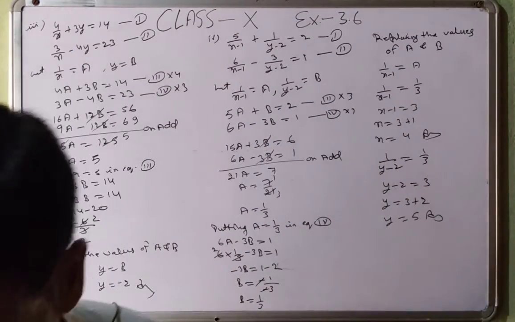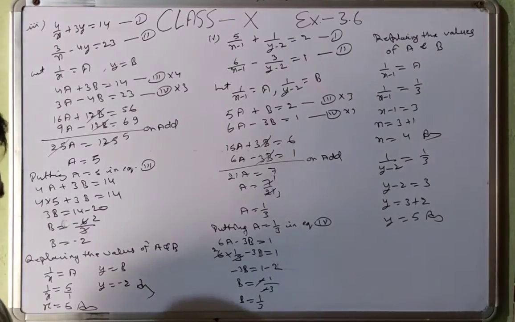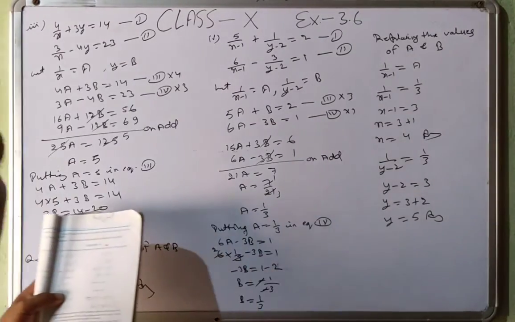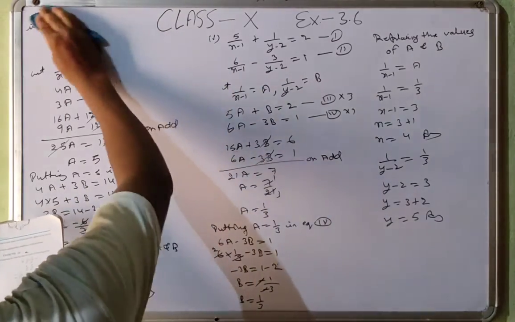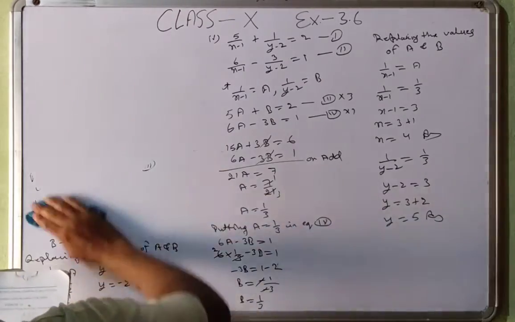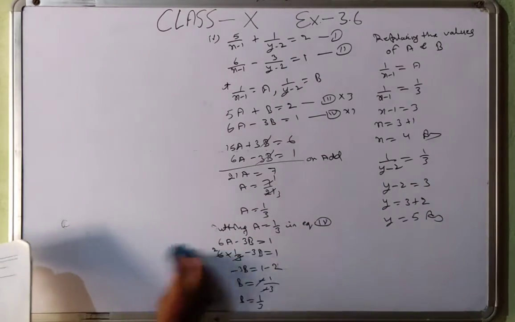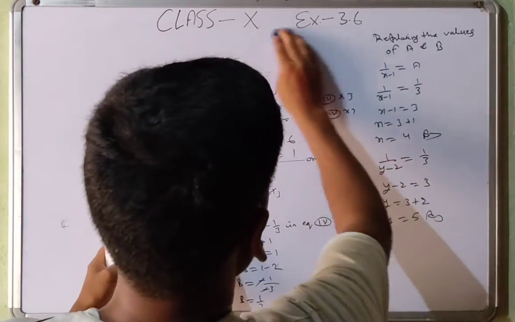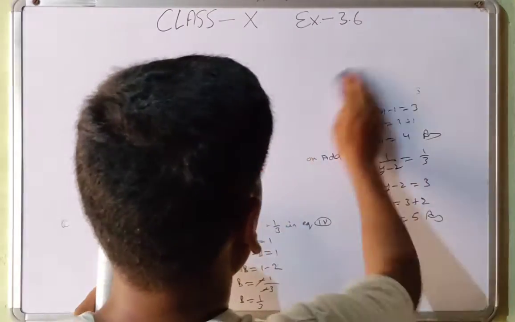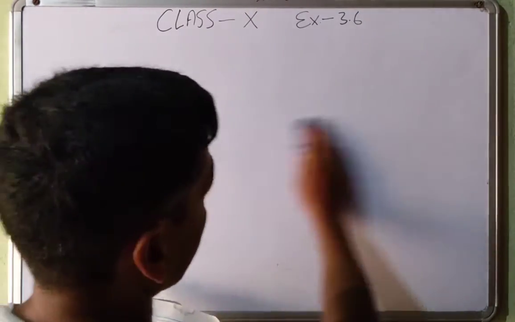Okay, and then question number fifth and sixth. Both questions are the same, which means the method is the same. So I am leaving the fifth question. You can do it very easily when you concentrate on question number 6. So the fifth part you can do at home, and I am doing the sixth part here.